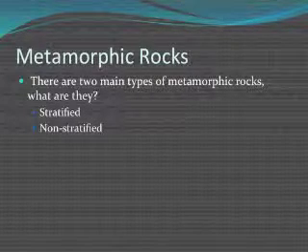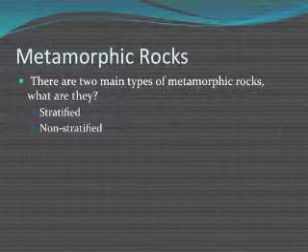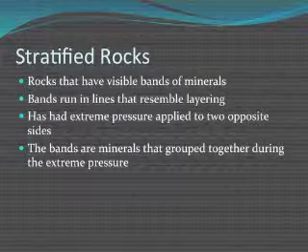There's two types of metamorphic rocks. They're stratified or non-stratified. The stratified rocks are rocks that have visible bands or lines that circle around them. They look a lot like layering of a sedimentary rock, but you can't separate them. They're just lines of dark minerals that cross across the side.